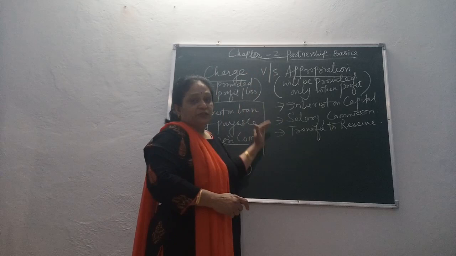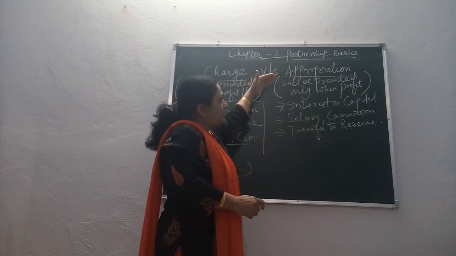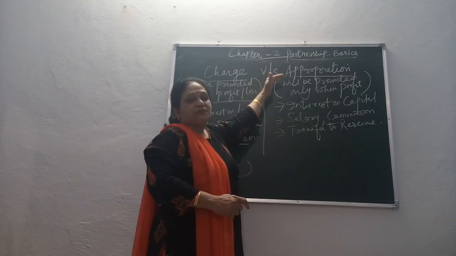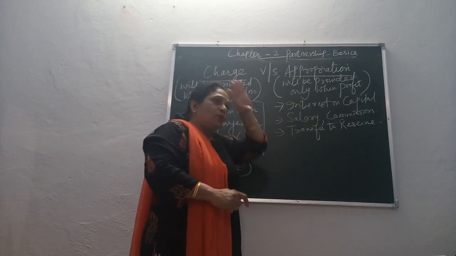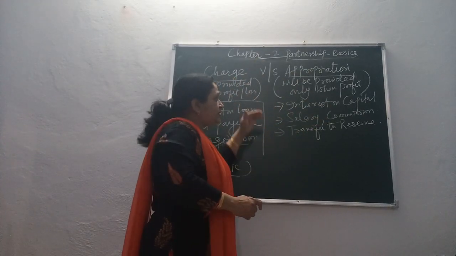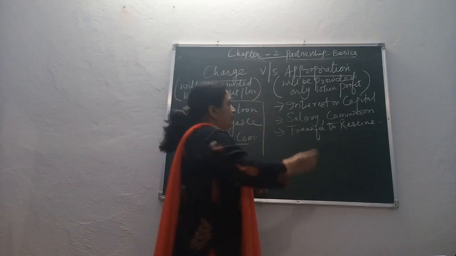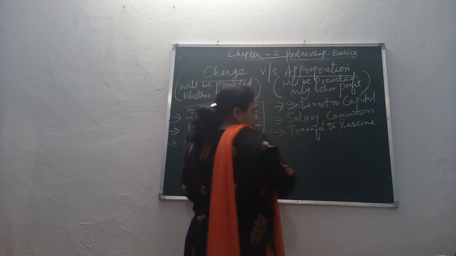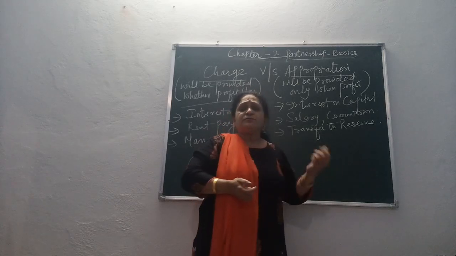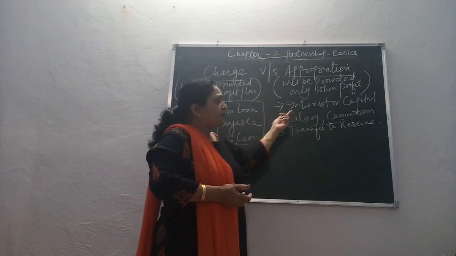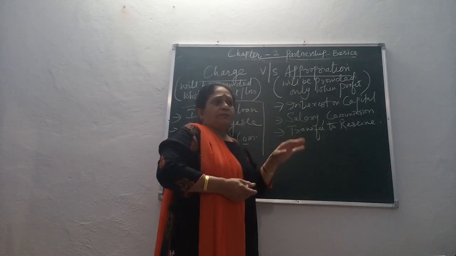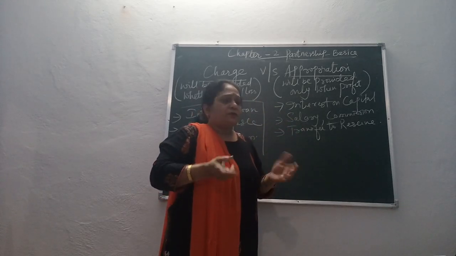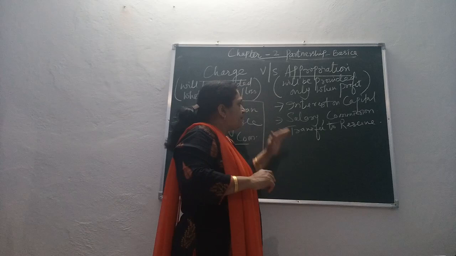Now, appropriation. This expense will be charged or allowed by the firm only if there are profits. If there is a loss, it will not be provided. That is interest on capital. Though it is provided in the deed that the partner will get interest on capital at a particular rate, if the firm incurs a loss, he will not get any interest.